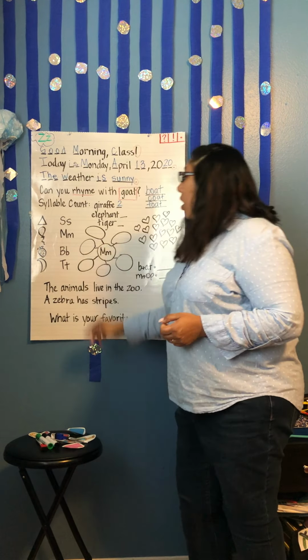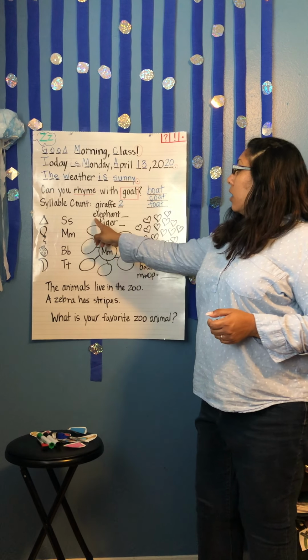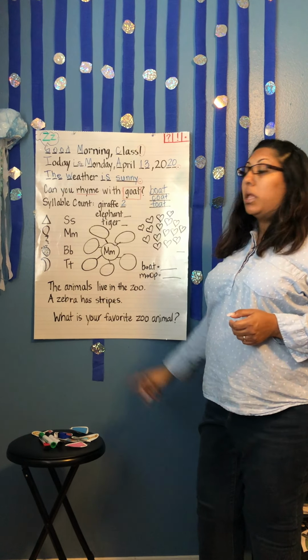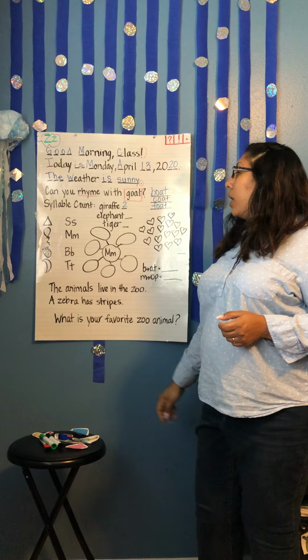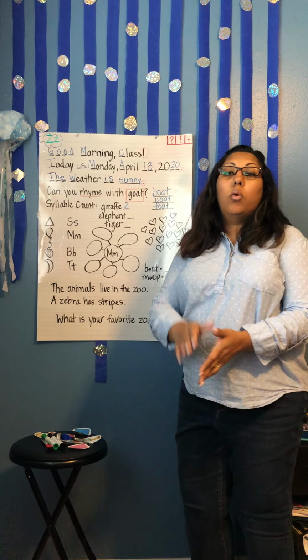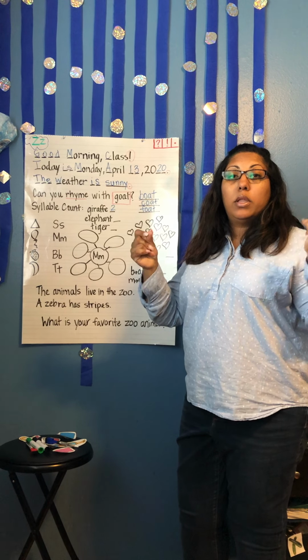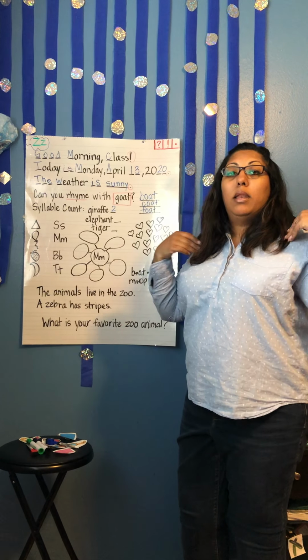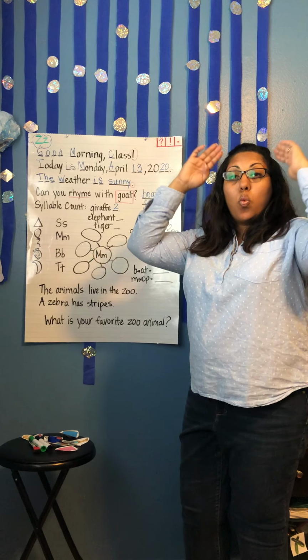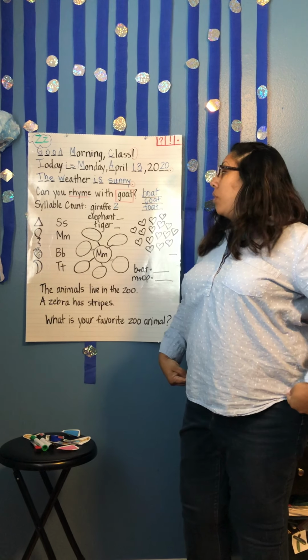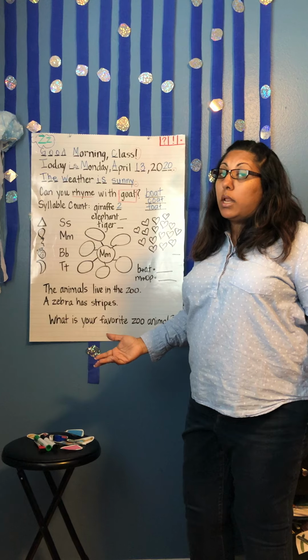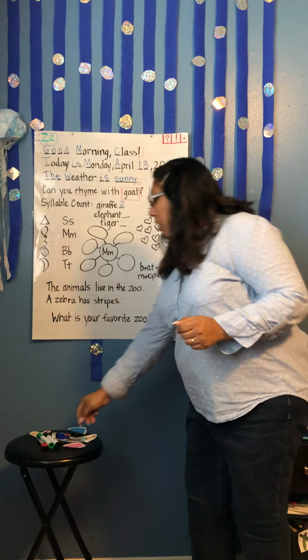Next we have a long word, and that is elephant. Say that with me. Elephant. Okay, let's clap that. Let's go. Elephant. Snap it. Elephant. Body part. Elephant. And count. 1, 2, 3. How many syllables in elephant? That's right. 3.